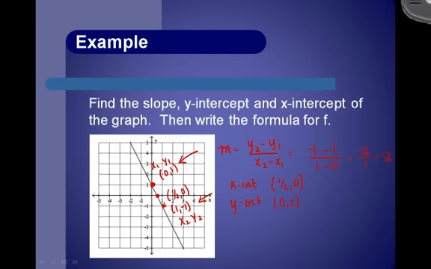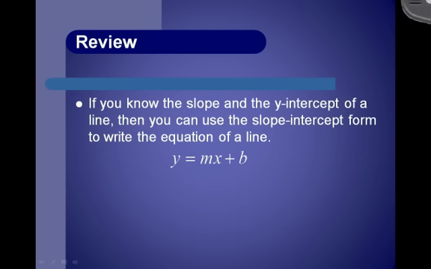To write the formula for f, remember f of x is equal to mx plus b, or ax plus b. So we know the slope is -2, so we would get -2x plus the y-intercept. The y-intercept was 1, so our function is going to be f of x equals -2x plus 1. As a review, if you know the slope and the y-intercept of a line, then you can use the slope-intercept form to write the equation of a line. That is y equals mx plus b.